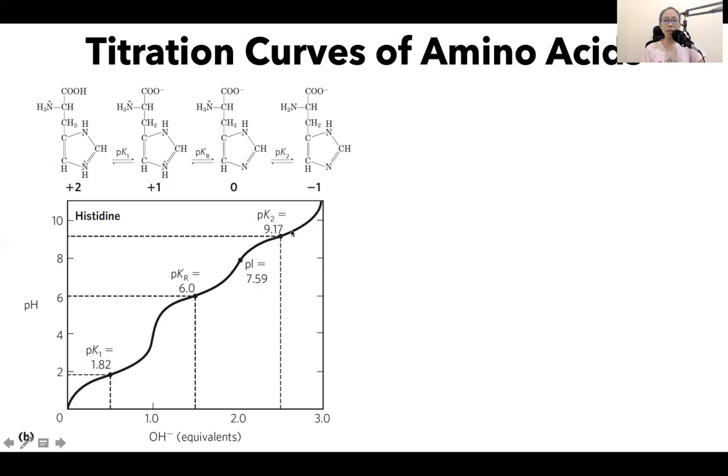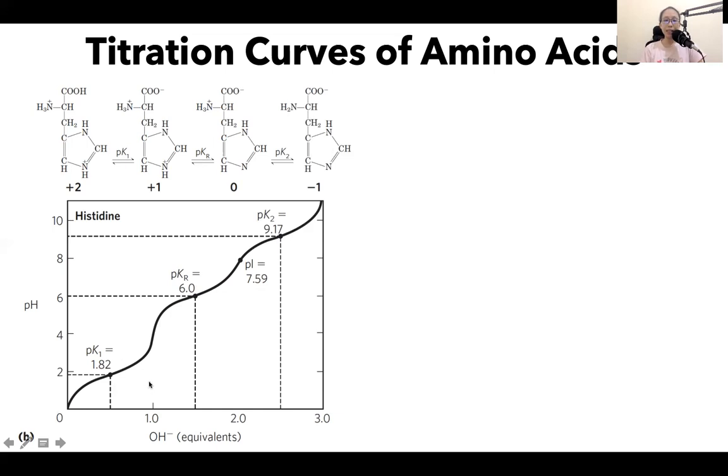And then we see the third buffer region. So this is for the third dissociation reaction. In this buffer, the two components are the Zwitter ion and the molecule with a charge of -1. And again, we don't see the third equivalence point. Just like the others, the third equivalence point is not visible because it happens at a very high pH value.